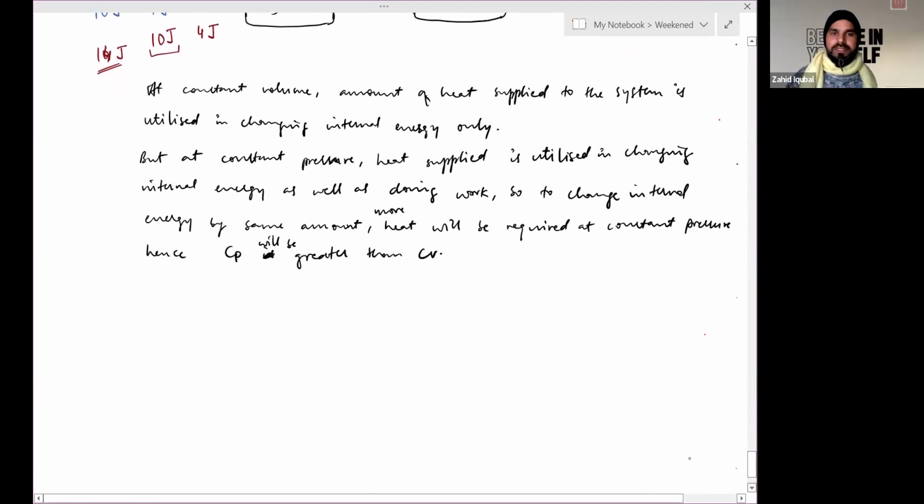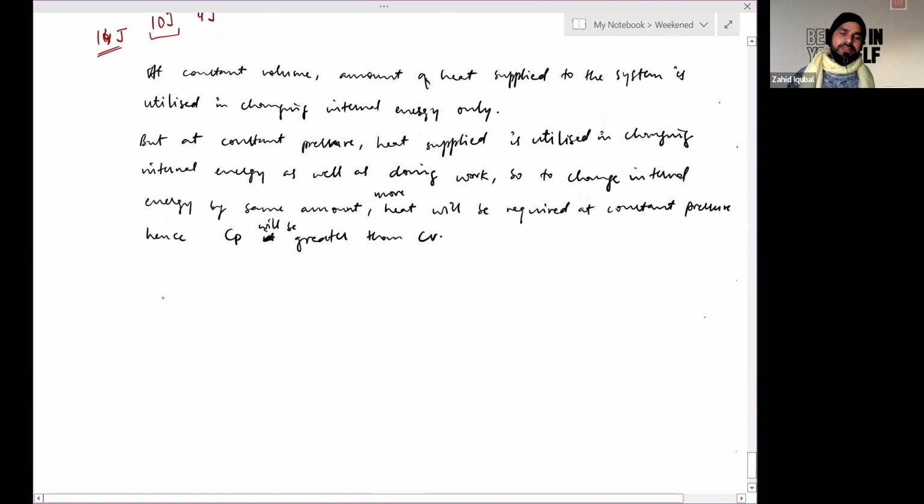So we have to derive this relation mathematically as well. So you'll say first, at constant volume, since there will be no work done, the amount of heat supplied to the system must be utilized in changing internal energy. So it will be n times Cv dT. Let's say this is equation first.